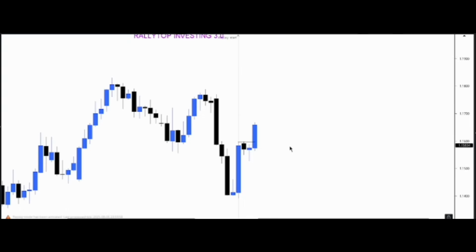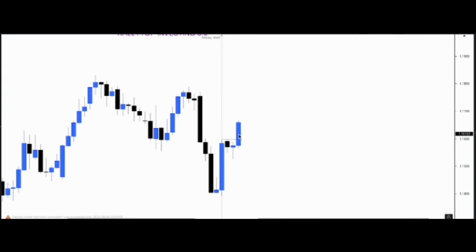Let's look at the date of this. This is on the 6th of August. You want to trade on the 7th, and on the 7th you want to take only buys. You do not want to sell the market.